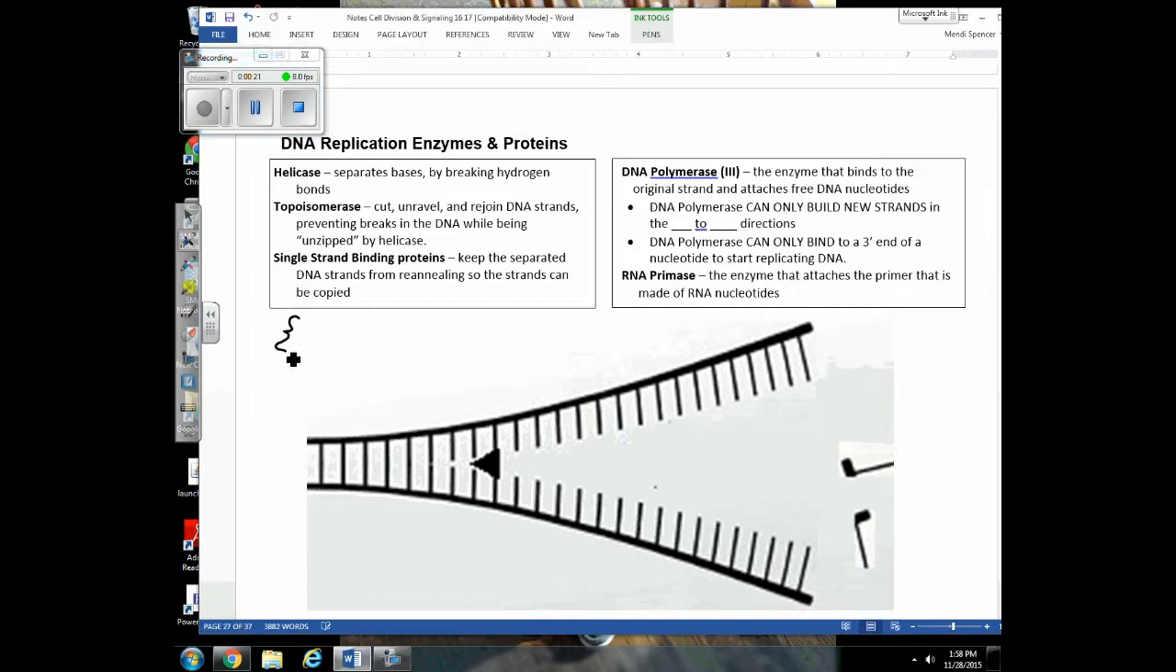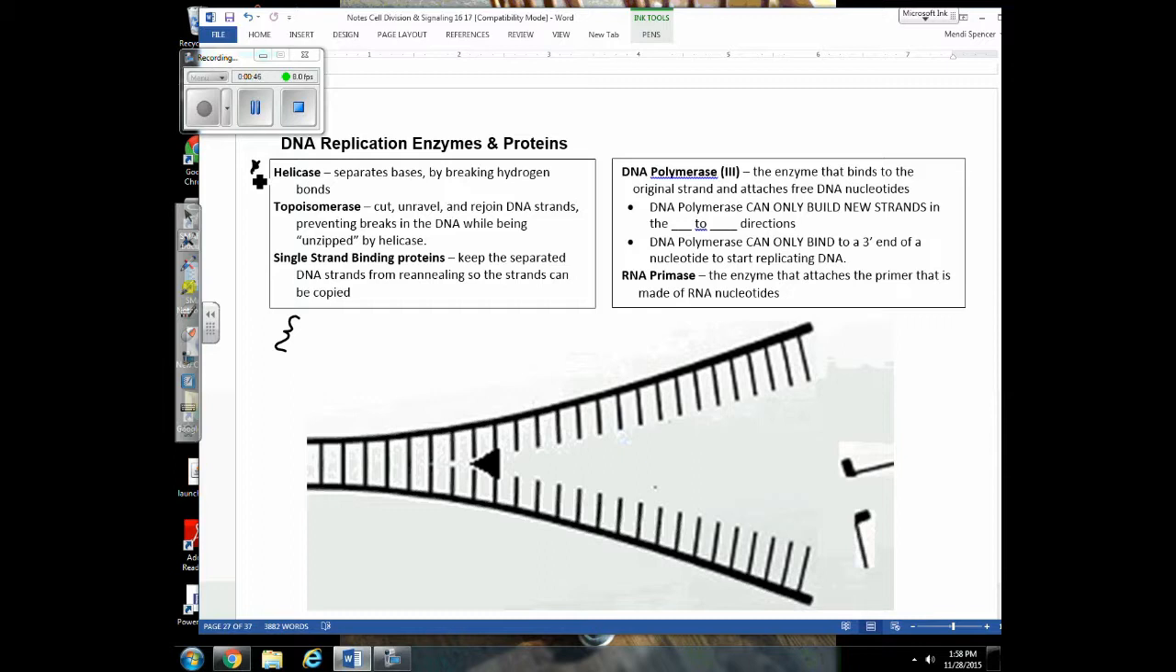Now, the players that are involved, the enzymes that are involved, are listed for you up here, and it tells you what each one of these enzymes do. And you need to have a good understanding of the function of each of these enzymes. Before I begin, I also want you to understand that in the nucleus where replication is occurring, there's tons of what's called free-floating nucleotides. There's nucleotides everywhere.